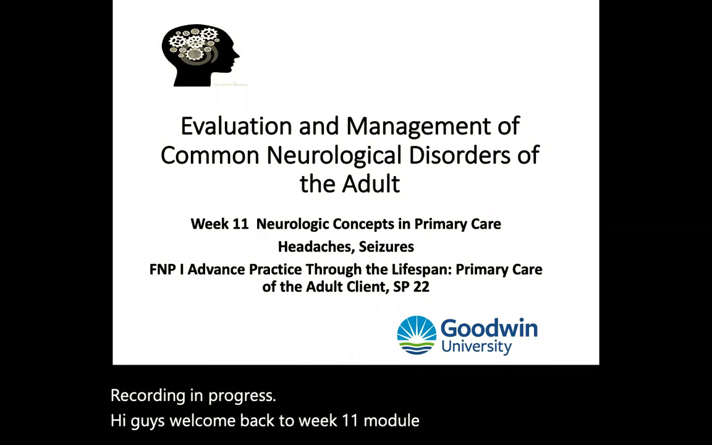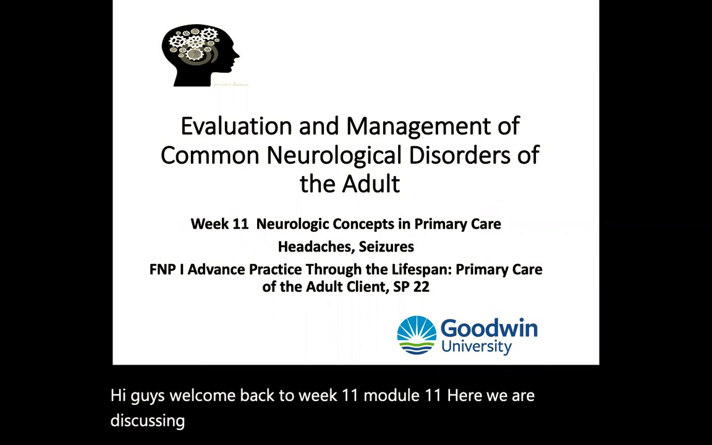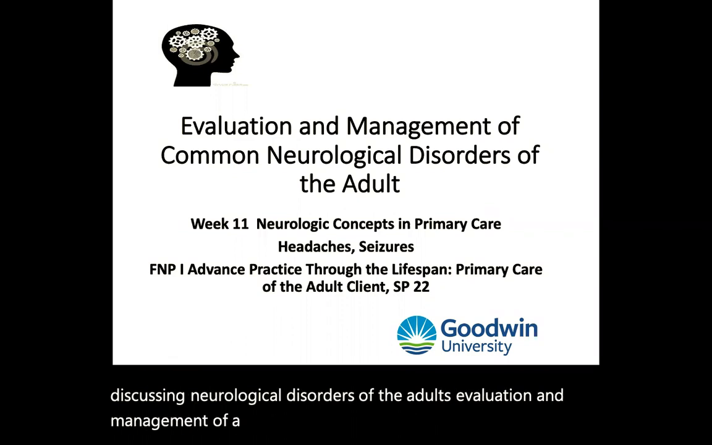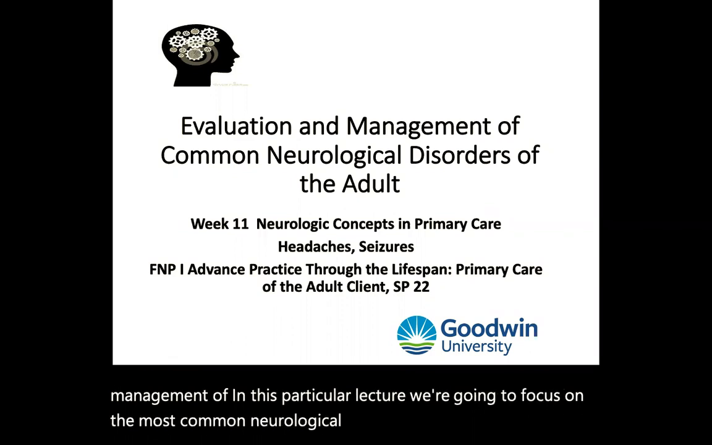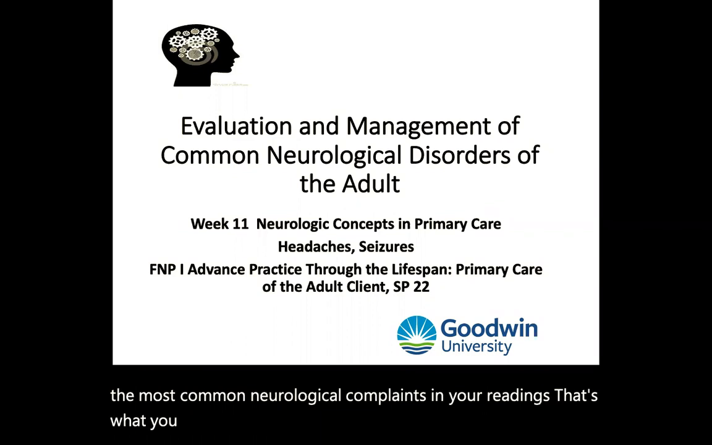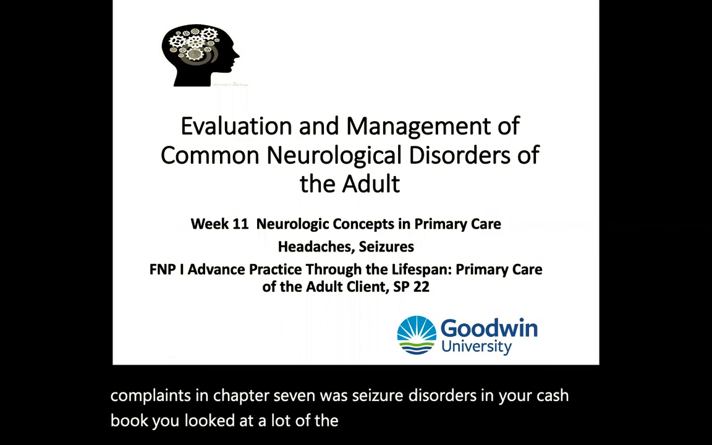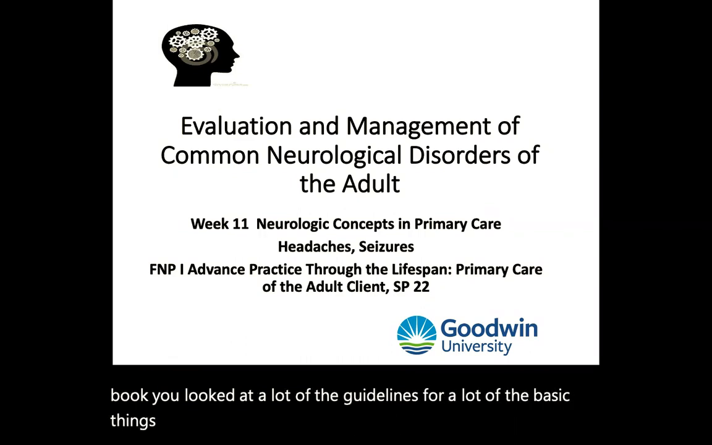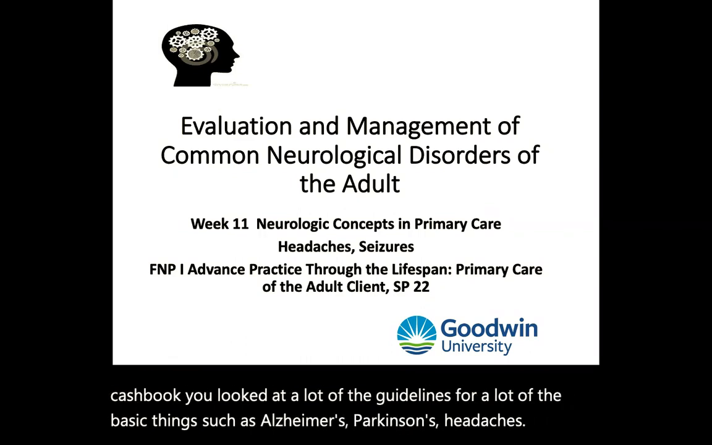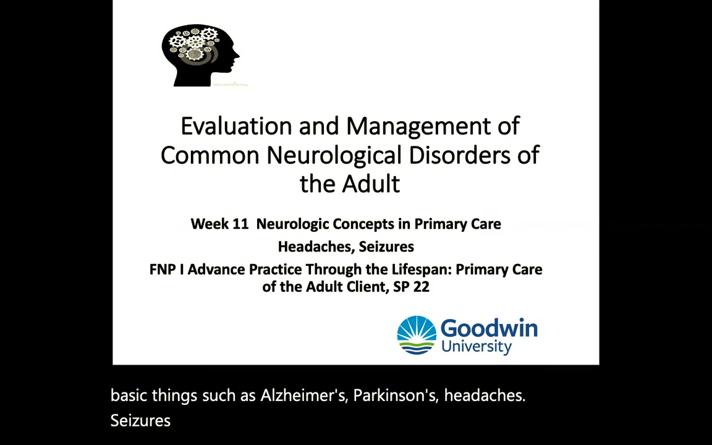Here we are discussing neurological disorders of the adult, evaluation and management of. In this particular lecture, we're going to focus on the most common neurological complaints in your readings. That's what you focused on in chapter 6, common neurological complaints, and chapter 7 was seizure disorders. In your cash book, you looked at a lot of the guidelines for a lot of the basic things such as Alzheimer's, Parkinson's, headaches, seizures, strokes, vertigo, those kind of things. We'll go over a lot of that here in our lecture today.